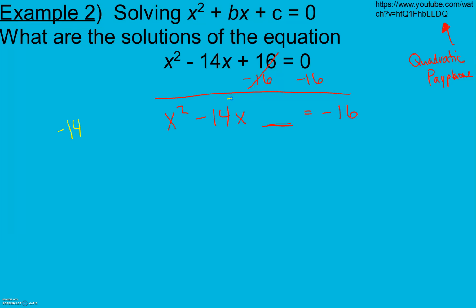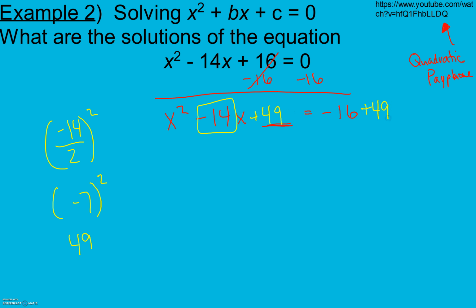So I take my b value here, half it, and square it. Negative 14 divided by 2 is negative 7. Now we square that and get 49, and I add that in as my c value. But whatever I do to one side, remember we have to do to both. Whatever I do to one side of an equation, I have to do to both to keep it balanced.